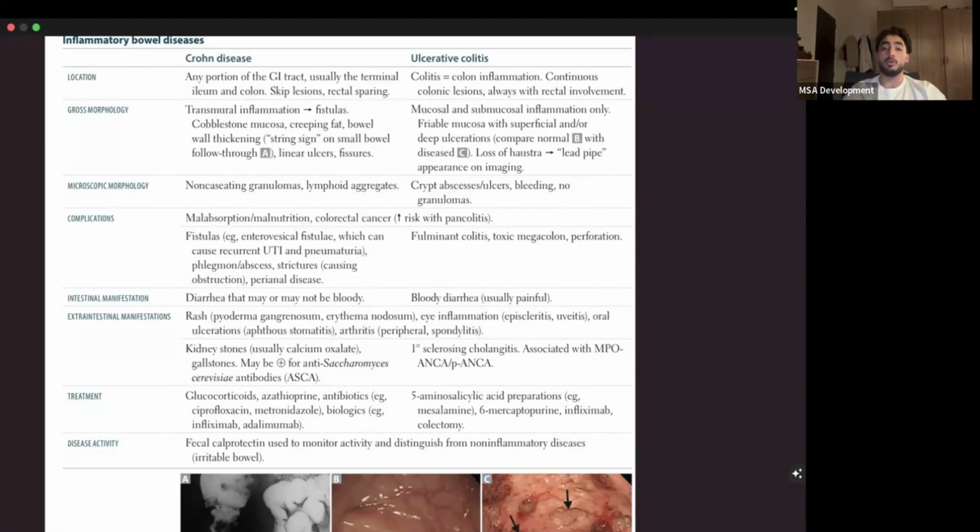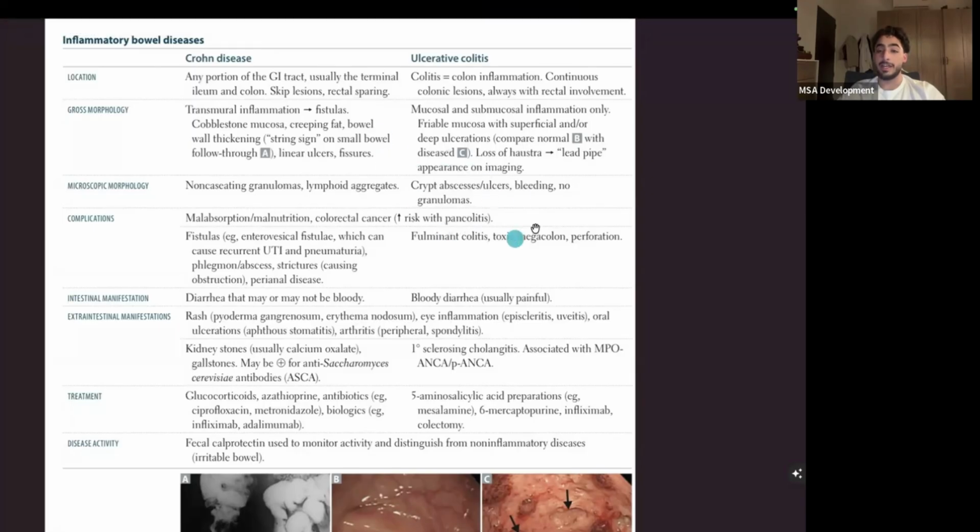With ulcerative colitis, the main complications are fulminant colitis and toxic megacolon. And toxic megacolon is very, very important. It's basically the highest yield complication that you have to know for ulcerative colitis. Because of this extremely large, very thin walled colon that you can see in toxic megacolon, it could lead to perforation, which is very severe.